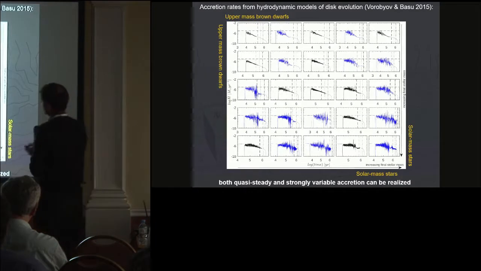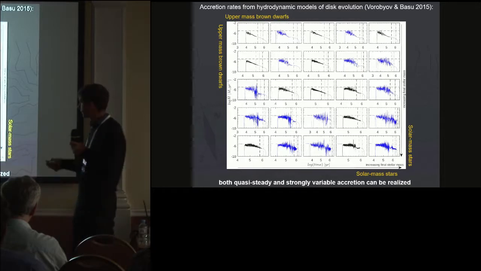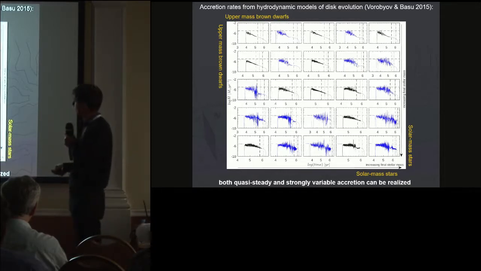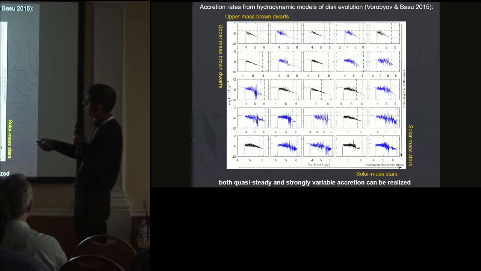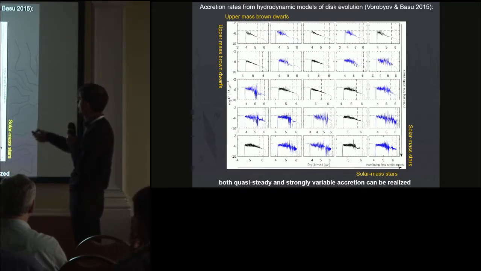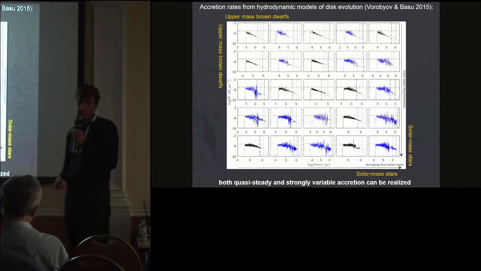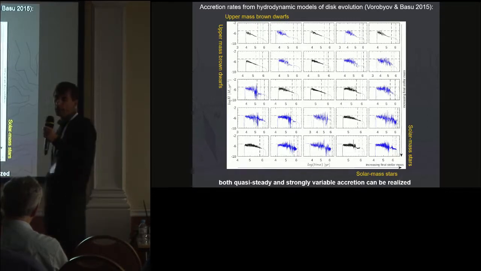So what we did, we took a number of models and derived the mass accretion histories for them, starting from solar mass stars down to upper mass brown dwarfs. These are mass accretion histories as a function of time. This is a log in million years. So the black lines show mass accretion rates. They're sort of steadily declining with time.